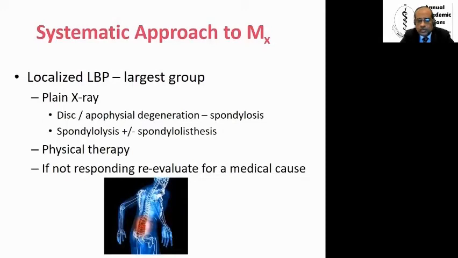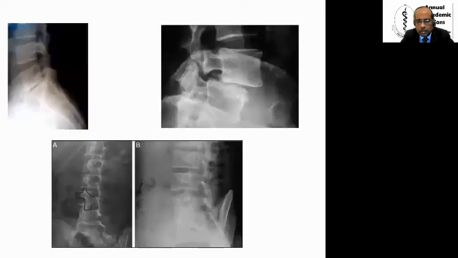If it's localized, which is the largest group, you do a plain x-ray now to see whether there's evidence of spondylosis, spondylolysis or spondylolisthesis. Most of these will need more advanced physiotherapy, and if they are still non-responders, you need to reevaluate for a medical cause as well, and further investigation with MRI may be indicated. These are a few x-rays showing spondylosis, spondylolisthesis, and spondylolysis, with the Scottie dog with the collar absent, and with a collar.